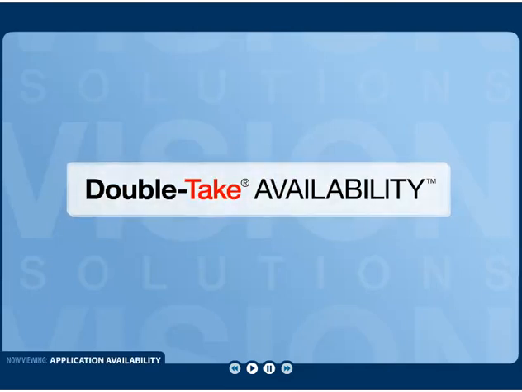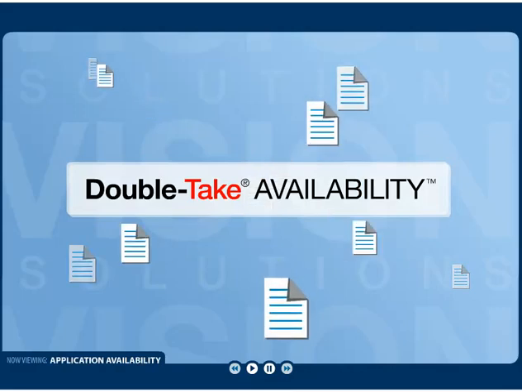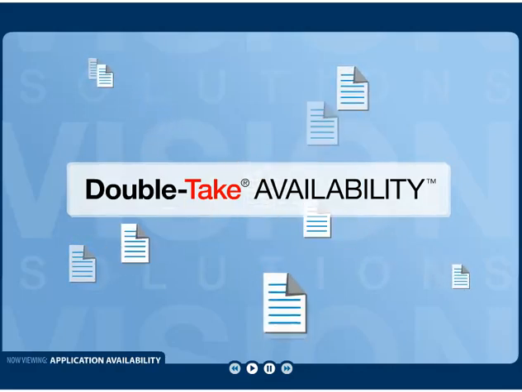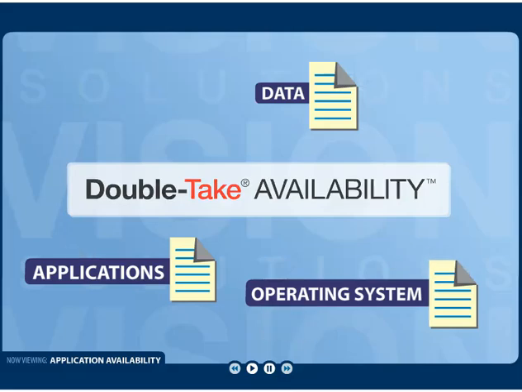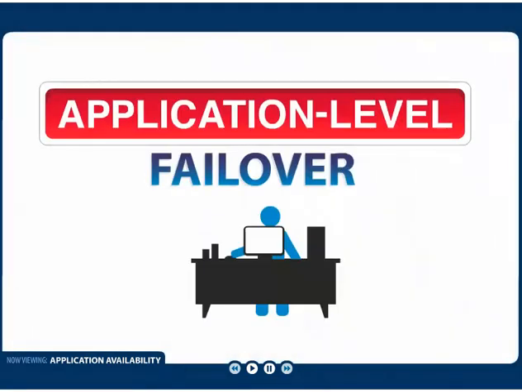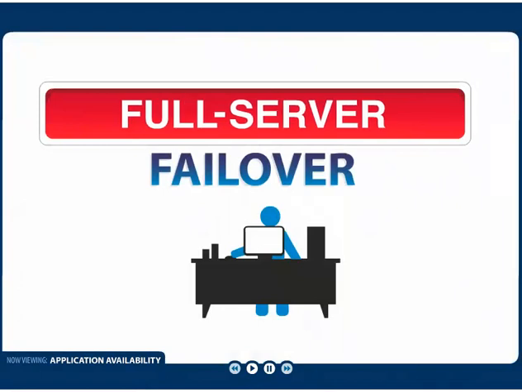Double-Take Availability provides continuous data replication over any distance, so you always have access to a current copy of your data, applications, and operating systems. You can choose between application level or full server failover to configure a standby system to take over for the production server in case of an outage.